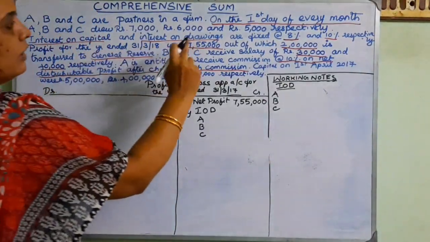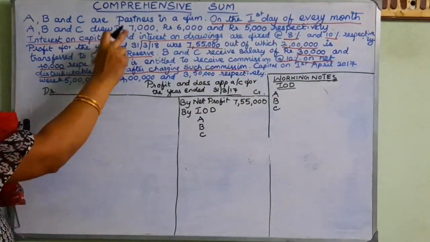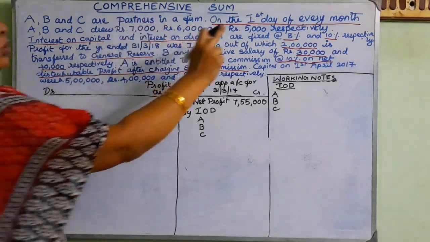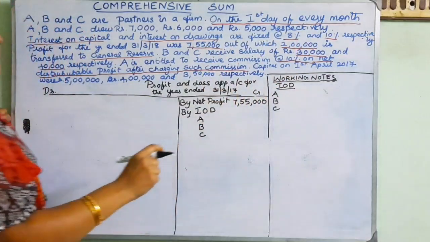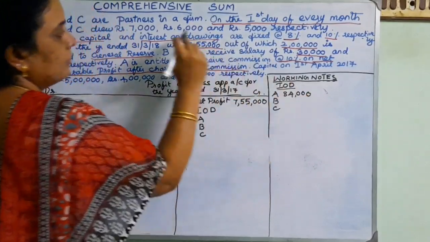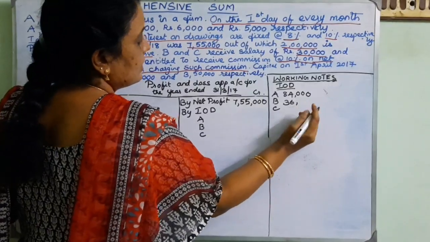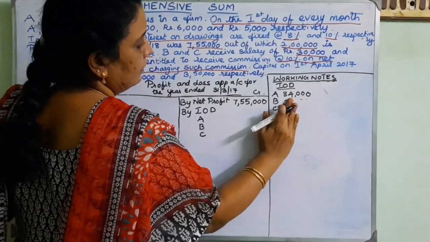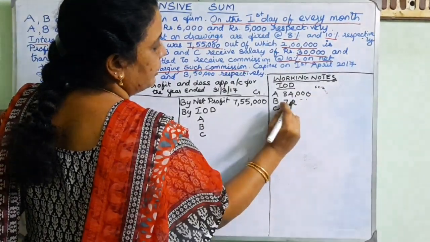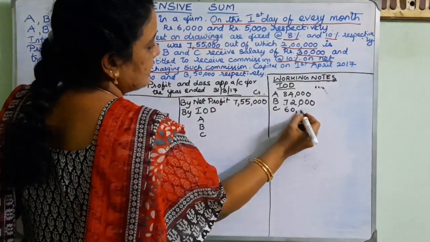What is the drawing which has been made? On the first of every month, they say. So what is the total drawing of A? A is 7,000 into 12, because every month he is going to withdraw, means 7,000 into 12 is 84,000. For B, 6,000 into 12 is 72,000. Then 5,000 into 12, that is 60,000.